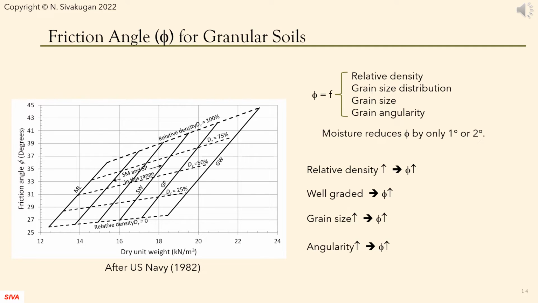This is a very useful chart from the U.S. Navy, for estimating approximate values for the different granular soils, in the range of 26 degrees to 44 degrees. You can see that the friction angle increases with relative density, angularity of the grain, and grain size. Well-graded soils give higher friction angles than poorly graded ones. Presence of water reduces the friction angle very slightly by 1 or 2 degrees.